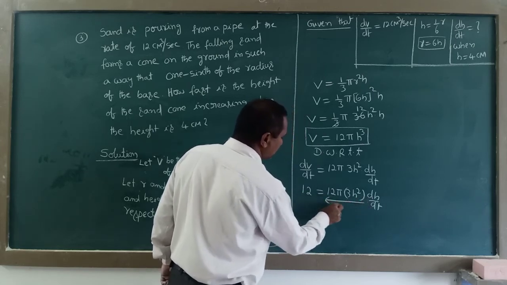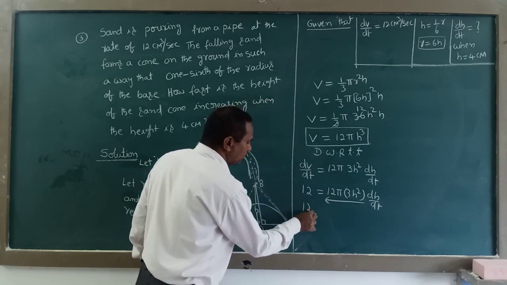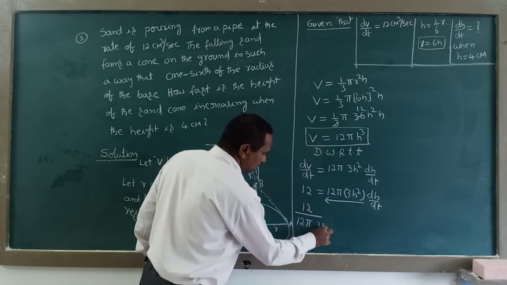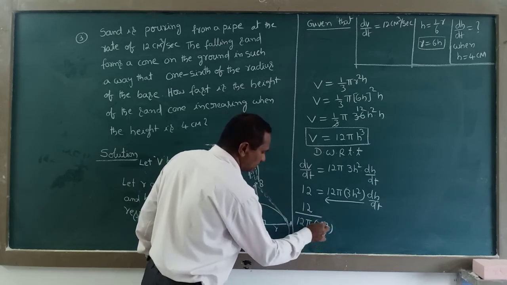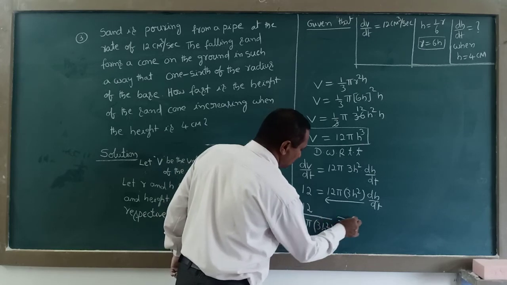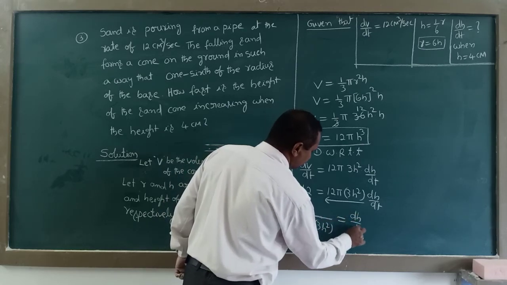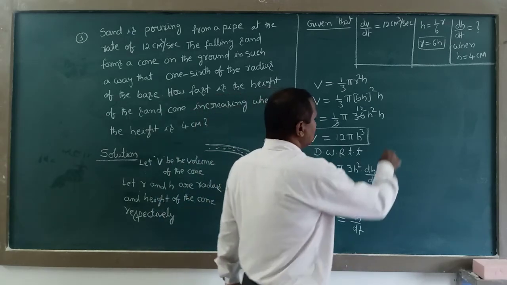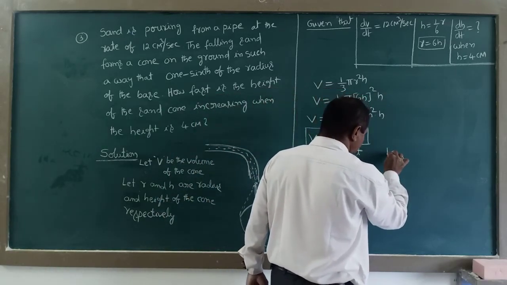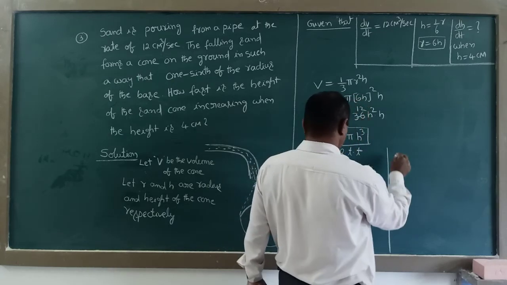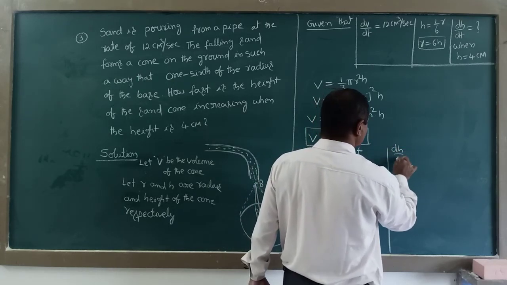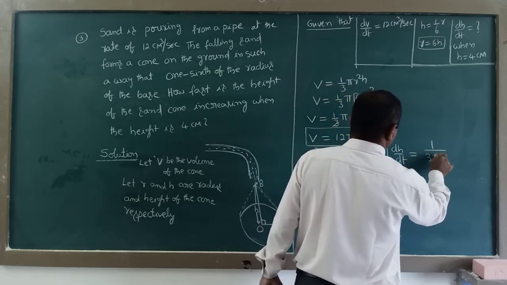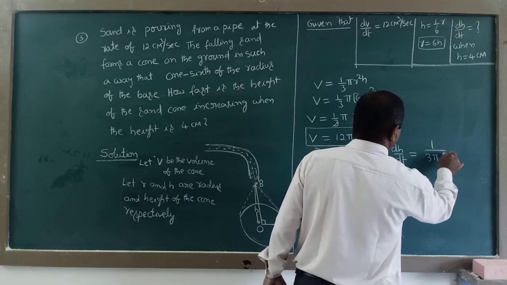Send all these to this side, then they become a divisor of 12. 12 pi into 3h square is equal to dh by dt here. Now 12 gets cancelled. Here finally I am going to write dh by dt is equal to 1 by 3 pi into h square.